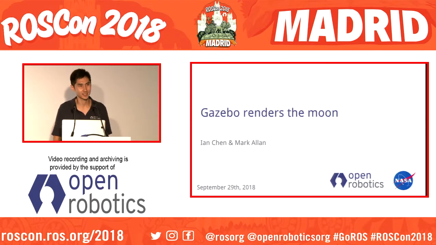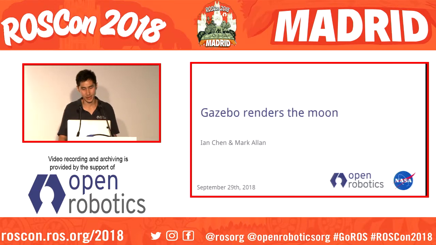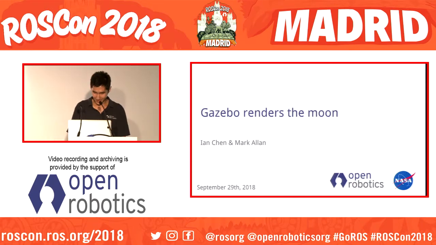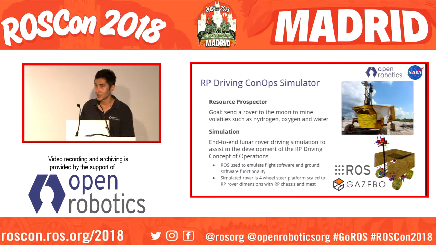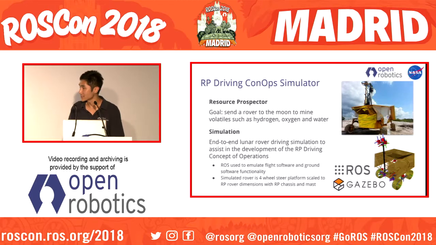I'm from Open Robotics, and today I'm going to talk to you about another NASA Ames project. It's one that we collaborated on with NASA Ames. It's about the simulation of the moon in Gazebo, more specifically the simulation of a rover on the moon.